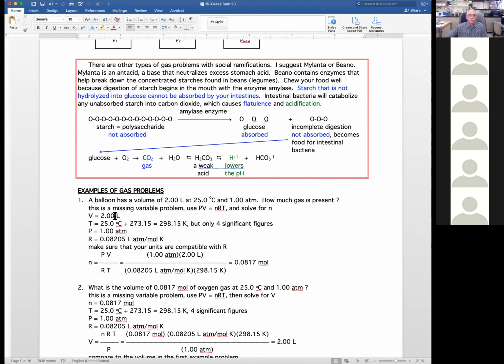And there's other types of gas problems. So I thought I would throw this in. Just, I don't know why I did this.